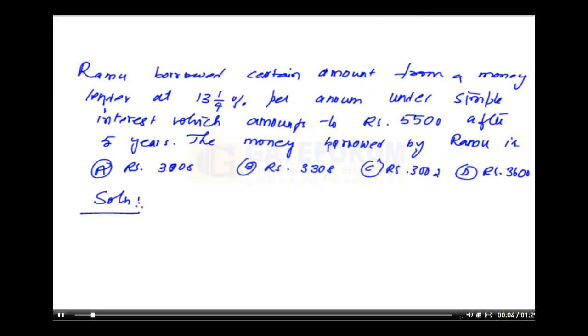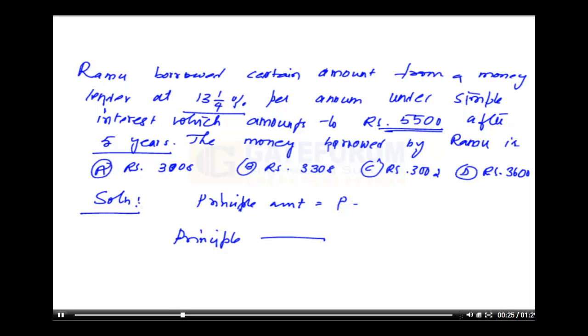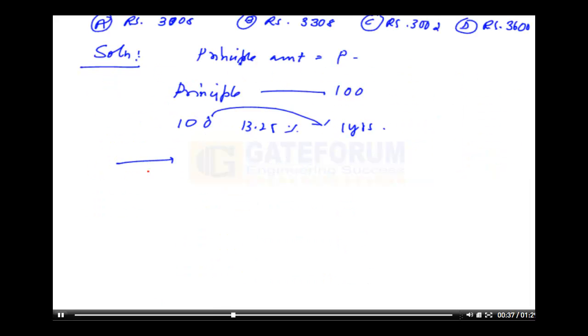We have to find the amount received by Ramu, which in 5 years at the rate of 13 1/4% is amounting to rupees 5,500. So we have to find the principal amount, that is P. Now let the principal amount be some 100 units. Now this 100 units will increase by 13.25% for 1 year. Now the interest is paid for 5 years.